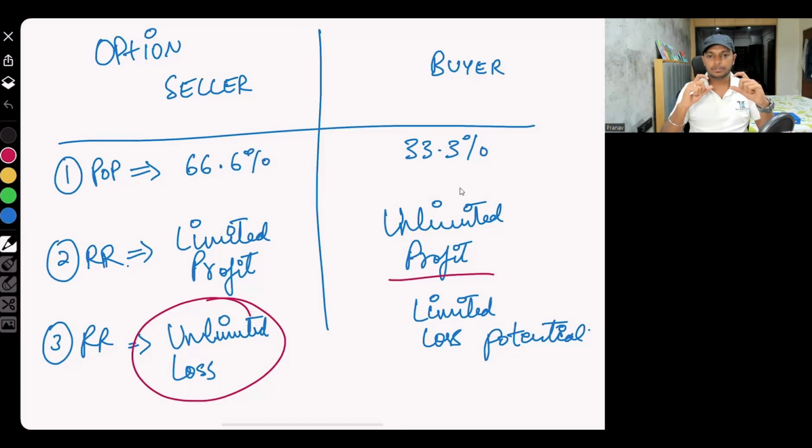And when it comes to risk to reward, an option seller has limited profit to the extent of the premium that he receives, and he also has unlimited loss potential. It is notional, but you also have techniques where you can limit those losses. Whereas on the option buying side, you have unlimited profit potential and limited loss, and that limited loss is to the extent of the premium that you have paid. And the most important part, always go for higher probability of profit trades, right? So hope this video was helpful for you.